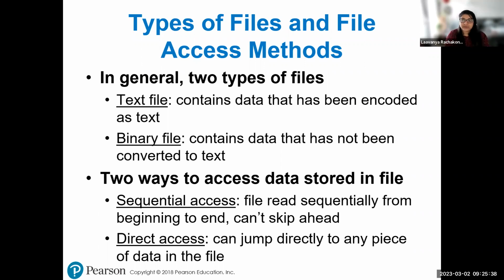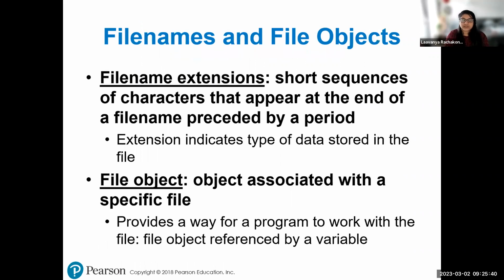The next topic will be file names and file objects. This is very important to understand. Every file that you save on your computer has some extension to it. Like a Word document will have .doc or .docx. The short sequences of characters after the dot, which appear towards the end of your file name, are called file name extensions.